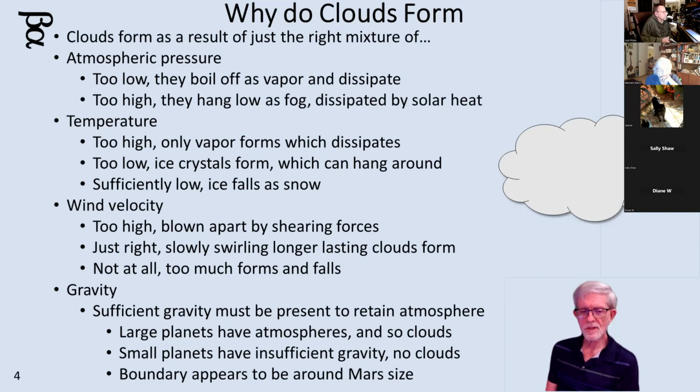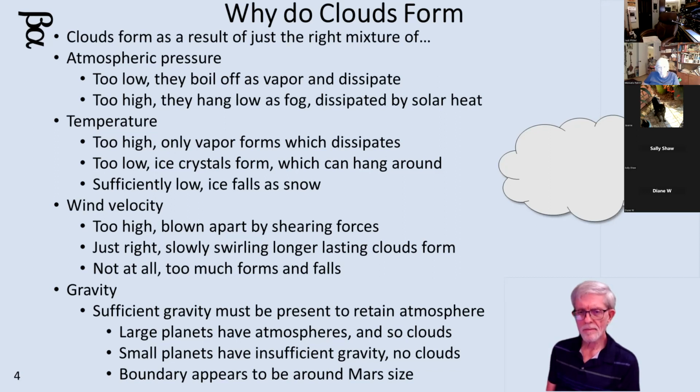If the temperature is too low, high altitude below freezing, then ice crystals form and they can hang around a little longer. If it's sufficiently low, they'll collect too many ice crystals and you'll get ice falling as snow. If the wind velocity is too high, as I mentioned in the previous picture, the clouds will be blown apart by shearing forces.